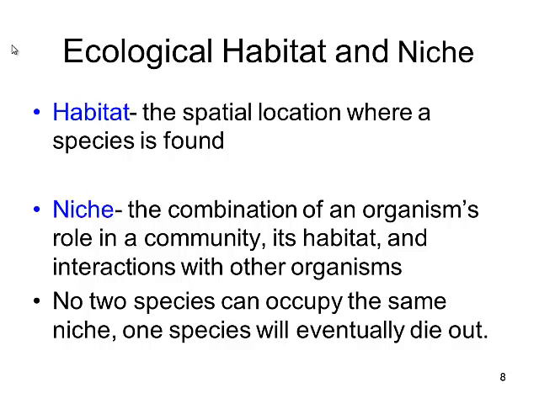So habitat, where these guys live, what space they inhabit is the habitat. Spatial location where a species is found. A niche, combination of an organism's role in a community, its habitat, its interactions with other organisms. No two species can occupy the same niche. But one species might eventually die out. But can they occupy the same habitat? Yeah. Correct.